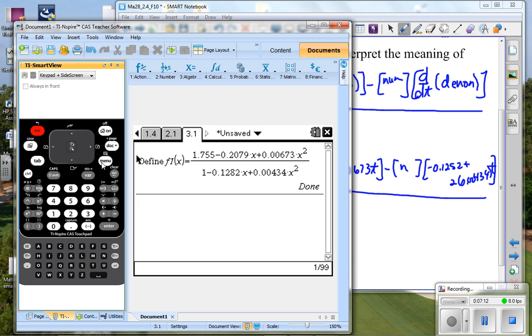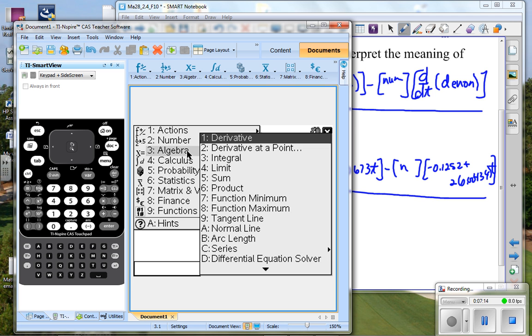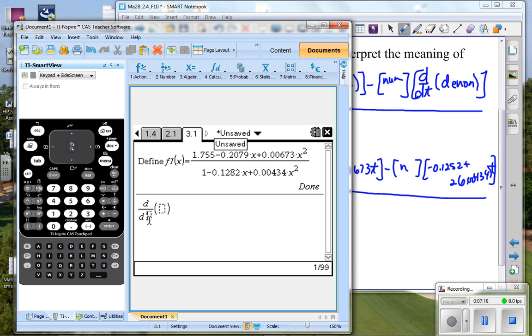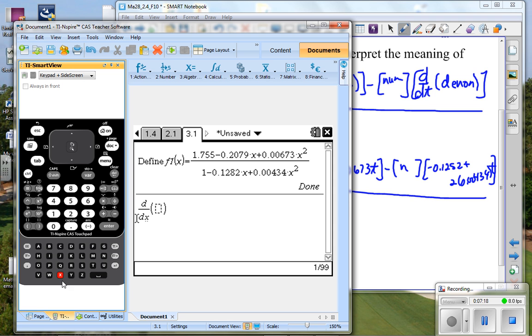So let's go into Menu and Calculus and pick up a derivative. And because we may want to graph this, we'll continue with the X. Tab, and then all we have to do is say F1 of X.